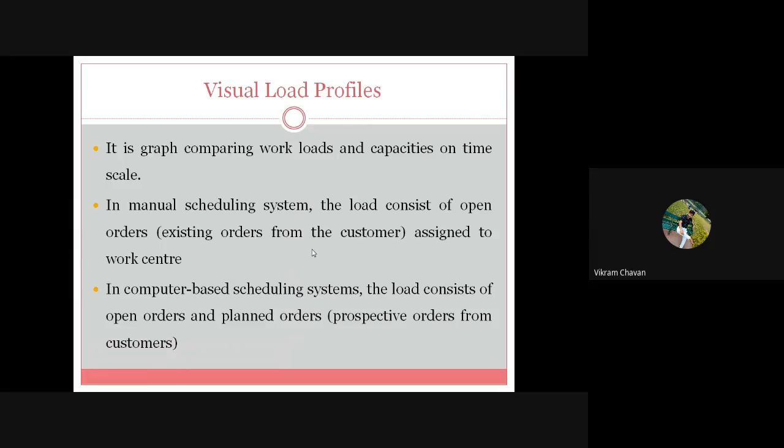Now these orders are assigned to the work center. Now, what happens in a computer-based scheduling system like SAP? In a computer-based scheduling system, the load consists of open orders and planned orders.